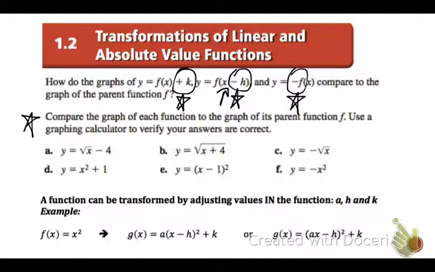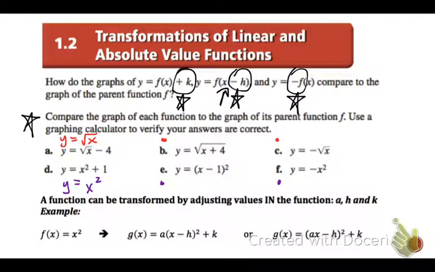First of all, let's just remember what the parent functions are for these. So for a, we've got the square root function. So the parent function, I'll just write it in red, would be y equals the square root of x. And that's going to be the same for b and c. Now let's talk about d. This is a quadratic function. And so the parent function of that will be y equals x squared. And that'll be the same for d, e, and f.